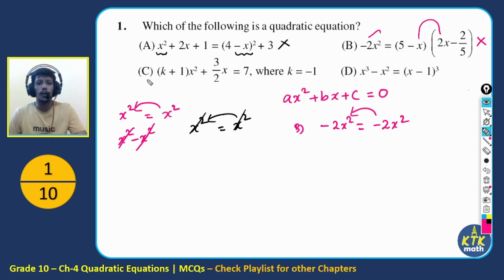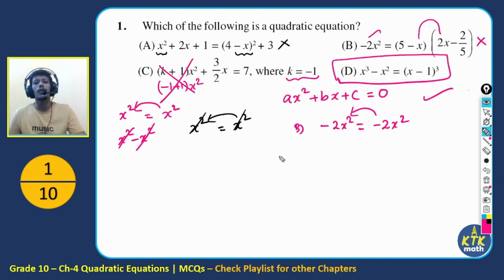Now check out the third one, C. Option C is very easy because when you substitute k equal to minus 1, minus 1 plus 1 will become 0. So it will make the entire x square term 0. Again it is not a quadratic equation. Therefore obviously option D is the only quadratic equation.